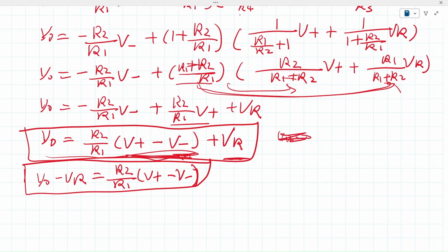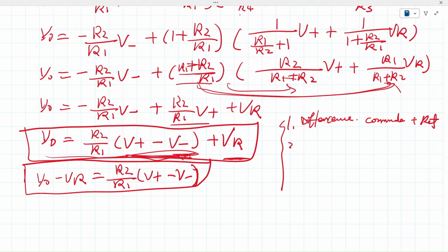Let's summarize here. We have three major applications. First is a difference amplifier, right? You take the difference between two inputs and remove the common mode voltage on the input side, then you add another virtual ground or reference voltage to the output.